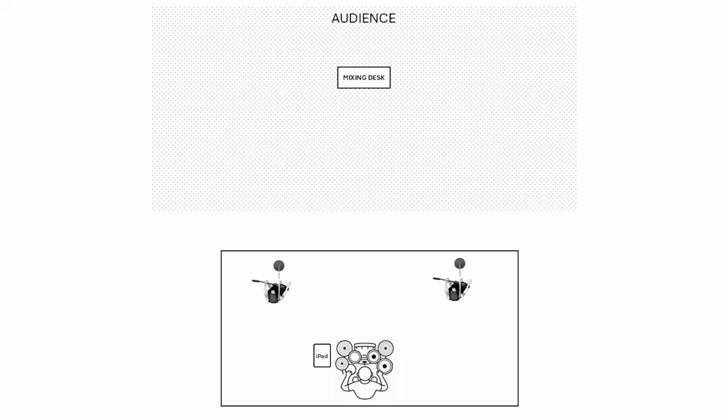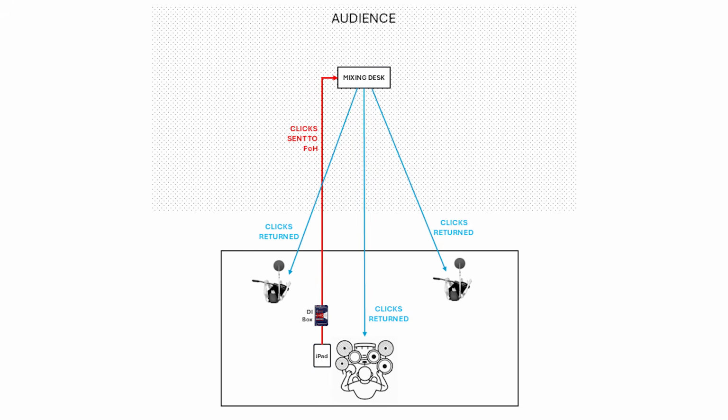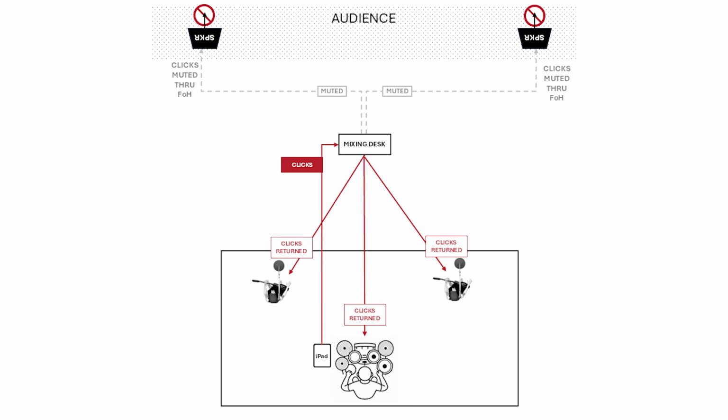This is where we finally get to talk about playing backing tracks in conjunction with a click track. Now in the first video, we covered how to send just click tracks around to the band. And we also discussed how the sound engineer can mute those clicks from the front of house so that the audience doesn't have to hear them.